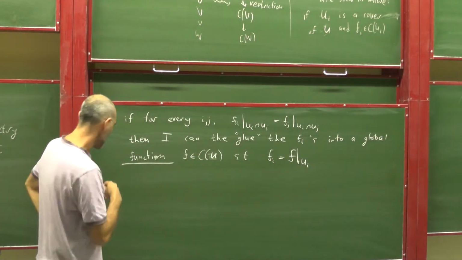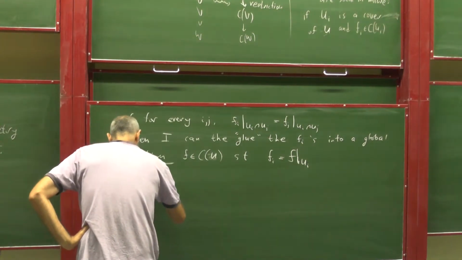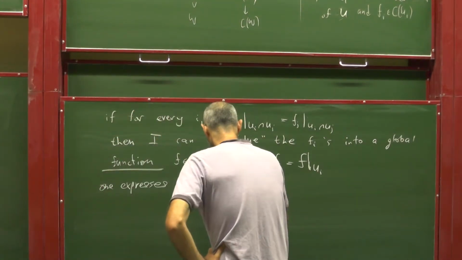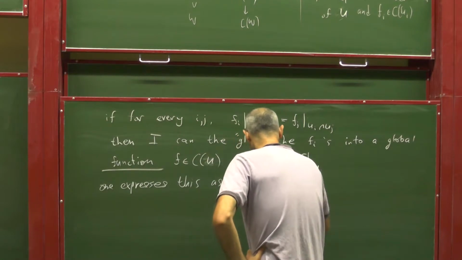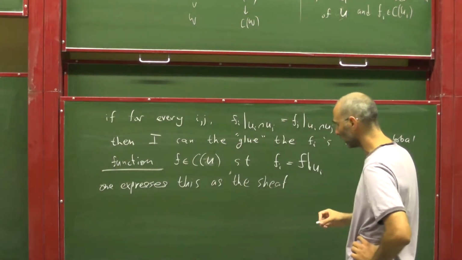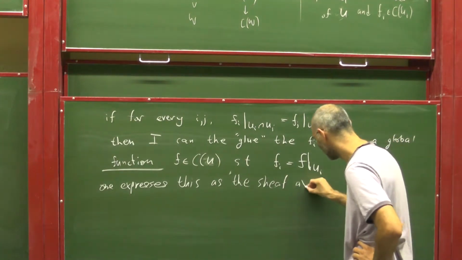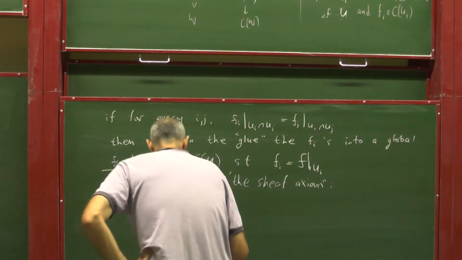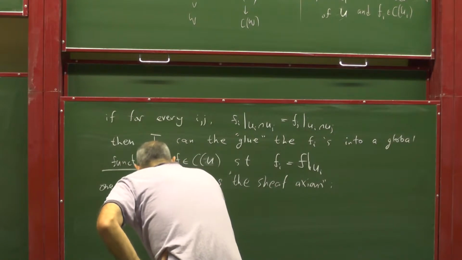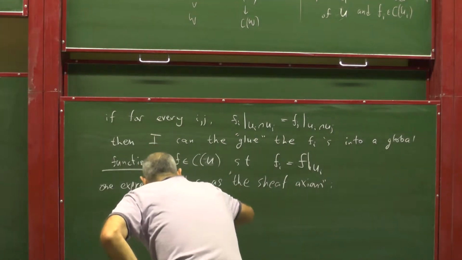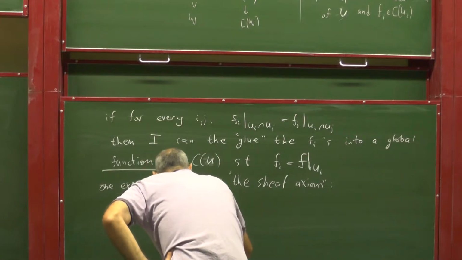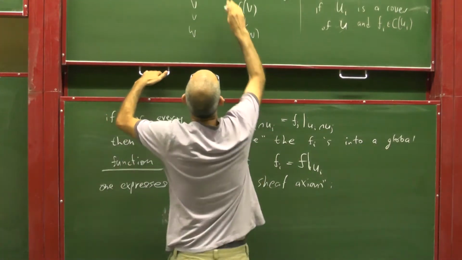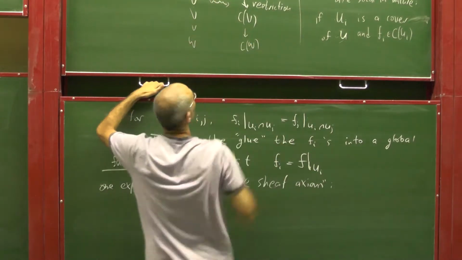So one expresses this as the sheaf X. People like this shortened notation that I'm about to introduce. If you have functions on U, C(U), think of C as a functor, as this functor.